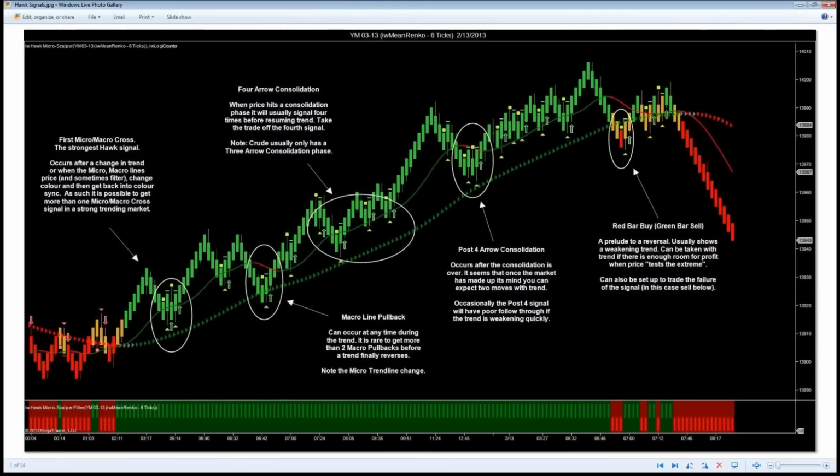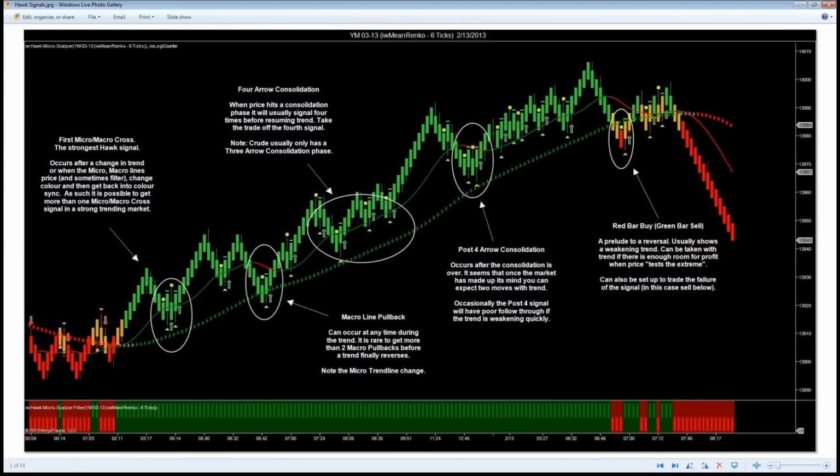Then we have our post 4-arrow consolidation. You can see this one was also a macro pullback signal. We tend to only get 2 macro pullback signals within a trend. So when we see a second macro pullback signal, that gives us a pretty good idea that maybe this trend is starting to soften.